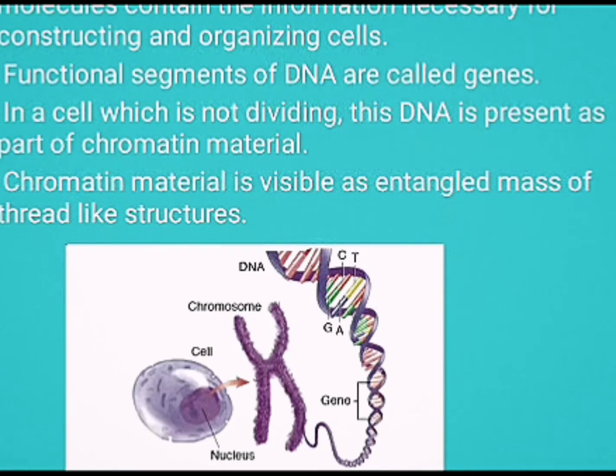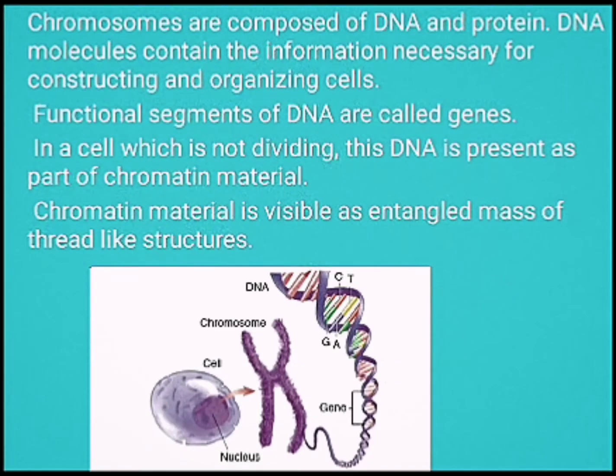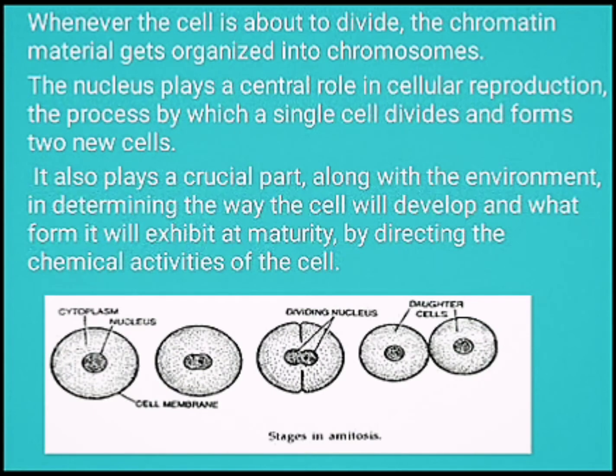Chromatin material is visible as an entangled mass of thread-like structures. Whenever the cell is about to divide, the chromatin material gets organized into chromosomes. The nucleus plays a central role in cellular reproduction, the process by which a single cell divides and forms two new cells. It also plays a crucial role, along with the environment, in determining the way the cell will develop and what form it will exhibit at maturity by directing the chemical activities of the cell.